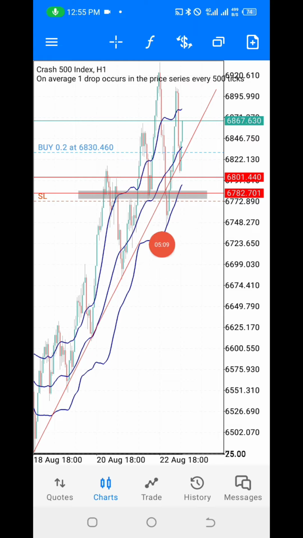Okay, the first line, that is to the down, the middle line, and then the line to the up. Okay, the outer line to the upside, the outer line to the downside, and then the middle line. This is 1 hour time frame.